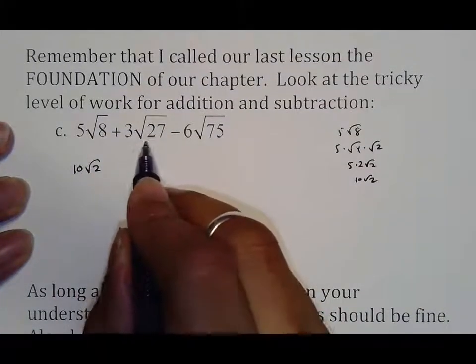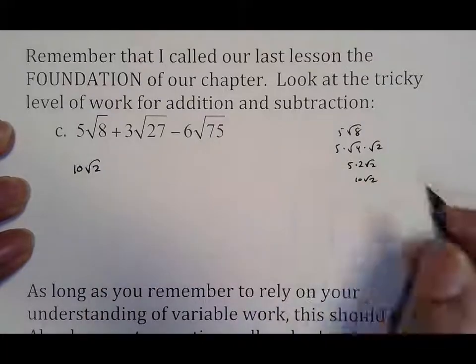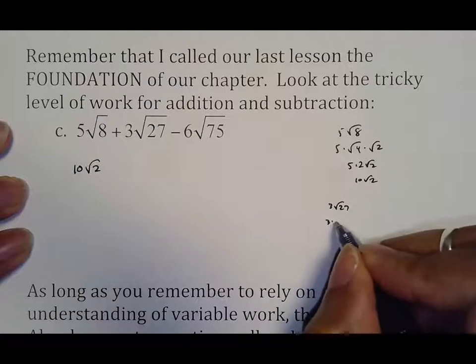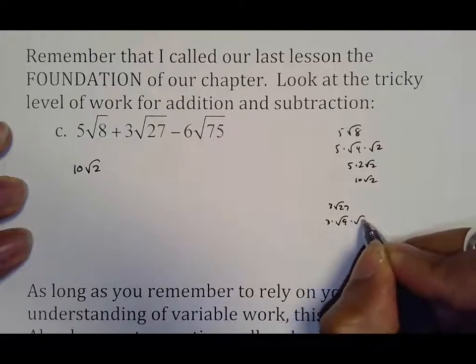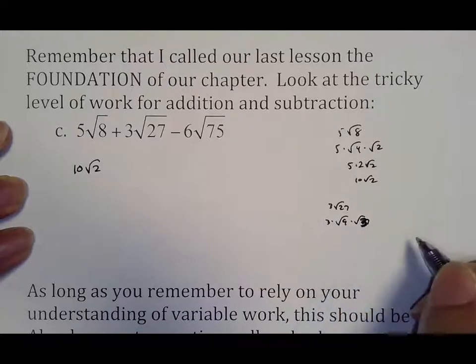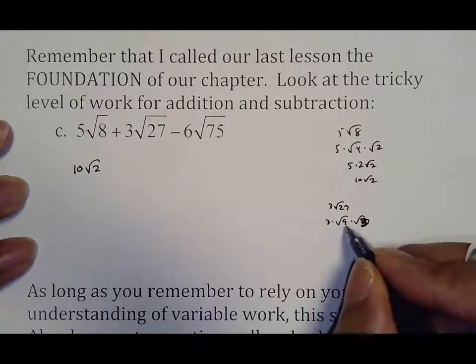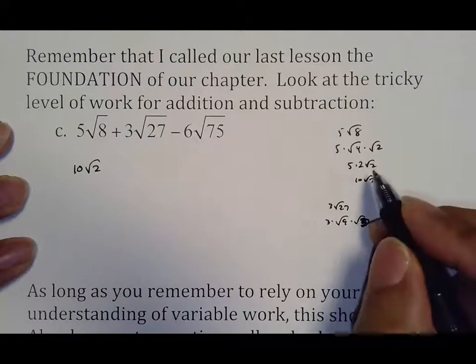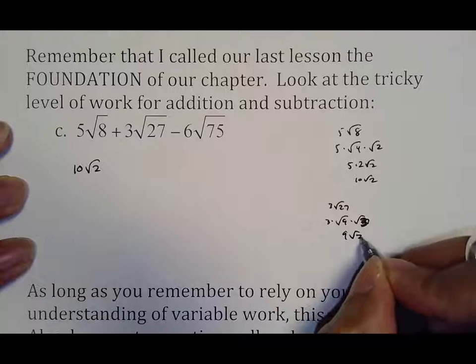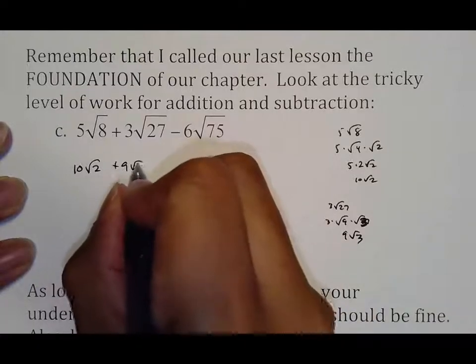3 root 27, again, I believe 9 goes into 27, so it'll be 3 times root 9 times root 3, right? So 9 times 3. That's going to turn into a 3. And as you get better, you won't really write the 3. You'll just say that turns into a 3, which is times 3, which makes 9 root 3. So plus 9 root 3.